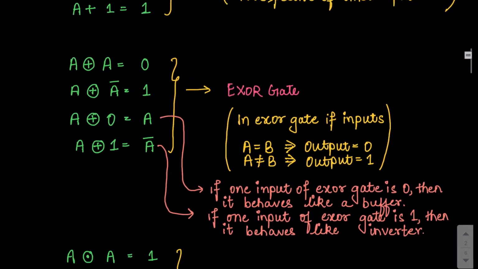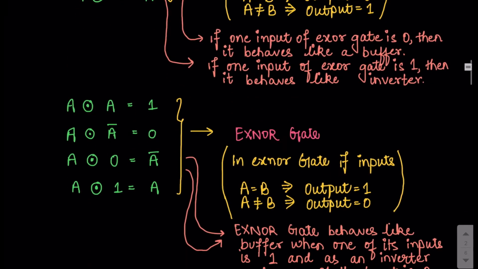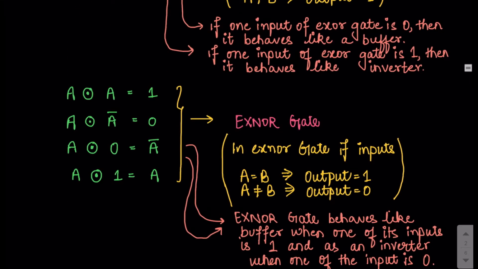Based on the XOR gate, we have a set of rules which says that whenever both the inputs are the same, the output is 0. Whenever they are different, the output is 1. Whenever one of the inputs is 0, the XOR gate behaves like a buffer and gives you the element itself. Whenever one of the inputs is 1, it behaves like an inverter and the output is the complement of the input. Then we have the XNOR gate which behaves opposite to XOR. So when the inputs are the same, the output is 1. Whenever they are different, the output is 0. Whenever one of the inputs is 0, it behaves like an inverter, and when one of the inputs is 1, it behaves like a buffer.